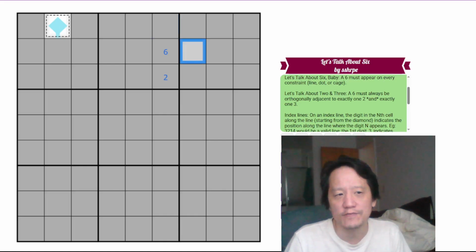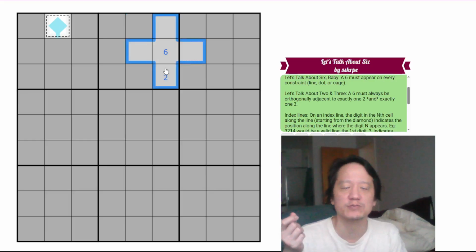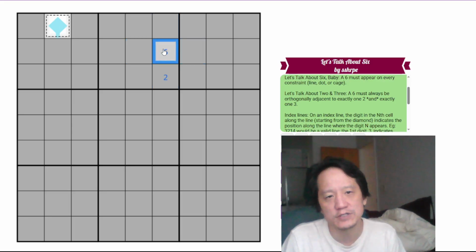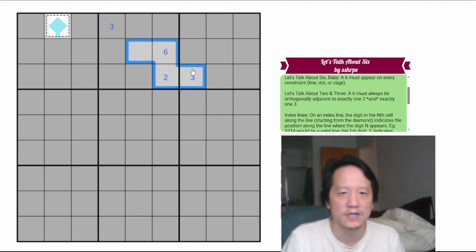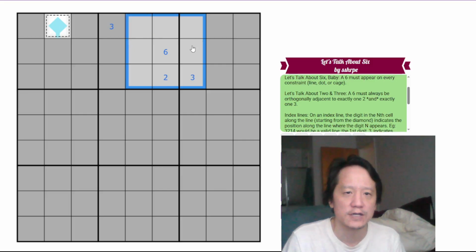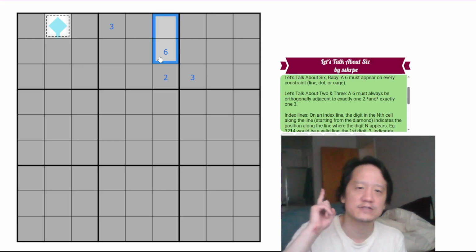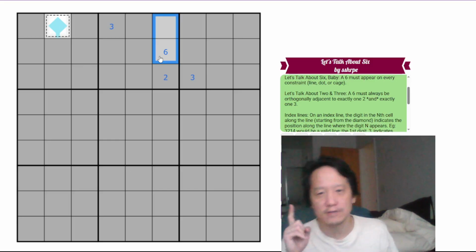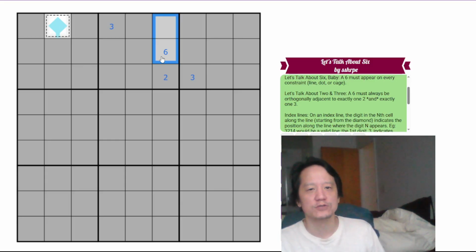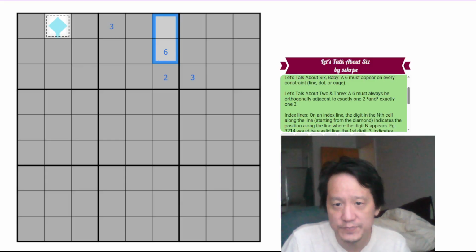And if it doesn't have a 2 or 3 orthogonally adjacent, which just means that they share an edge, right? So this 6 is orthogonally adjacent to these 4 cells because they share an edge with those 4 cells. So if there were, say, a 3 here and a 3 here, this is not allowed because there's no 3 that is orthogonally adjacent to this 6 then, if that's the case. And you have to have exactly 1, 2 and exactly 1, 3 orthogonally adjacent to every 6.